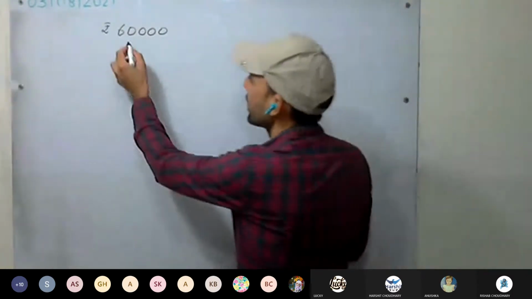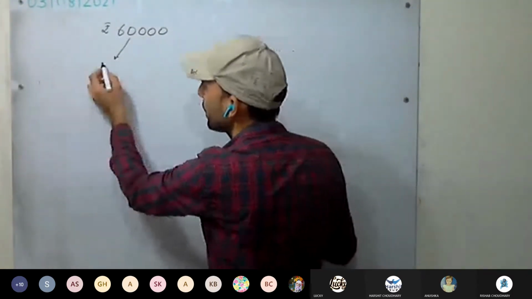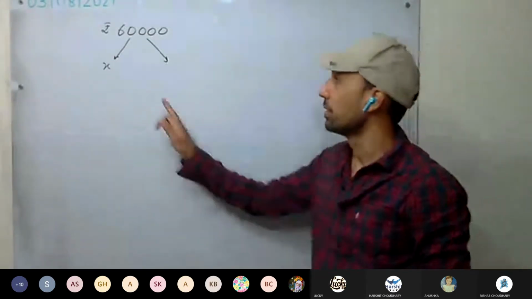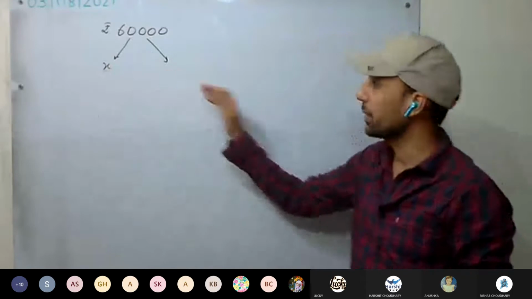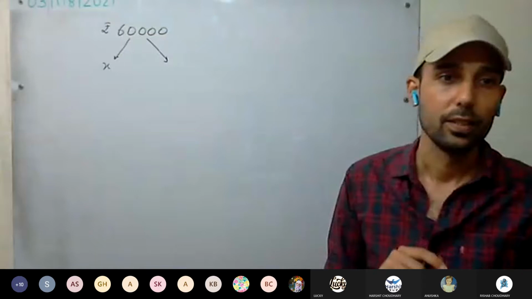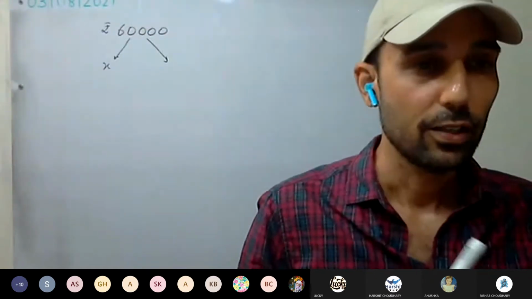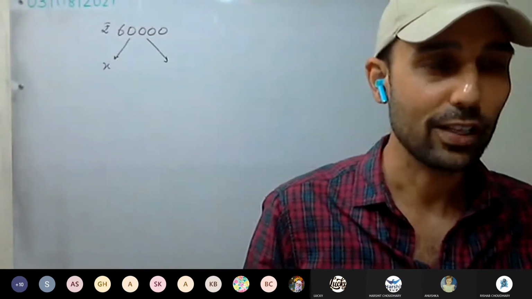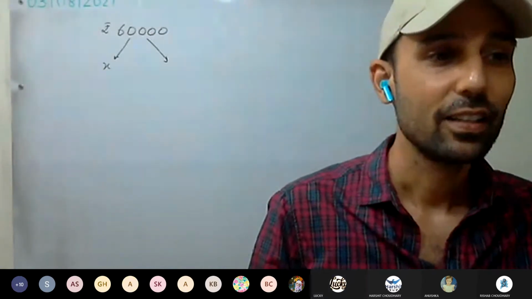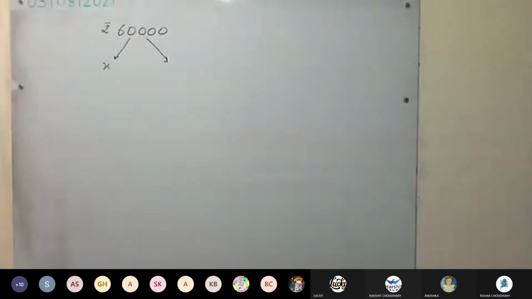It means that part, let that part be X. So the remaining money will be how much? If you are taking one part as X, the second part will be how much? For example, you have 12 rupees. 5 rupees I have taken. How many rupees will you have now? 12 minus 5. How much is it? 7 rupees.